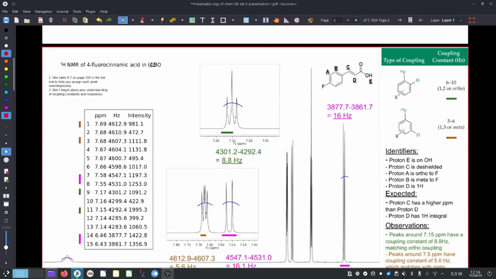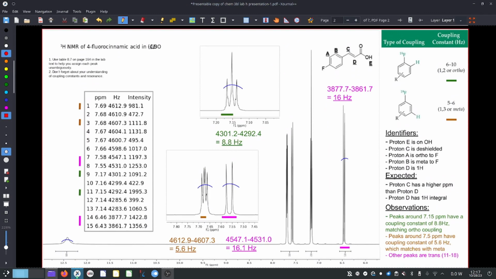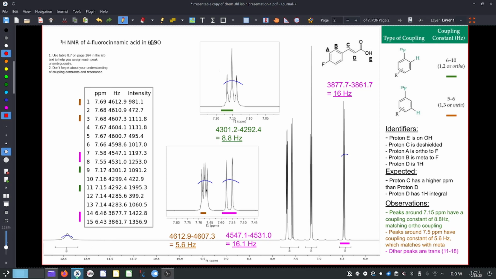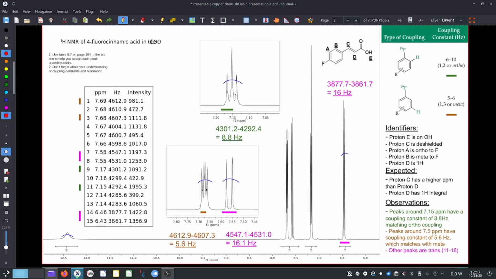So this is the HNMR of the starting reactant. I've put together a slide with the spectra itself, but then also table 8.7 from the book. This is the table of coupling constants. And I've just jotted down a few notes about what's interesting in the molecule and how we can identify the peaks. So, first off, we should see the molecule here. It's been labeled in this way.